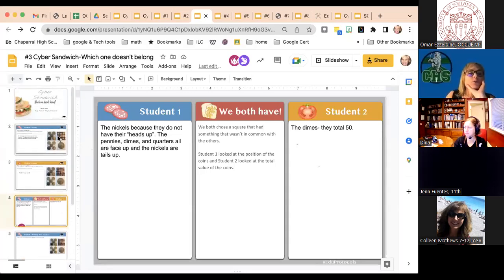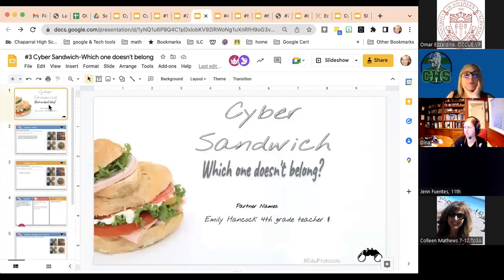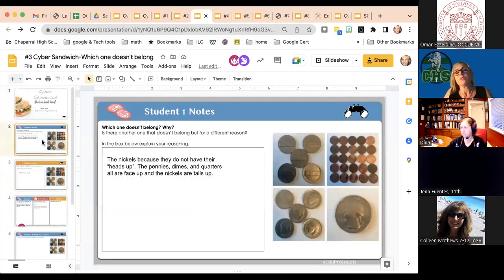I looked at group 3. Hey, who was in group 3? Did they put their names up here? I got Emily, and there was someone there with Emily in group 3, right? So they have their partner names on the front. Hey, Emily, you want to unmute yourself and tell us which one did you think didn't belong and why?